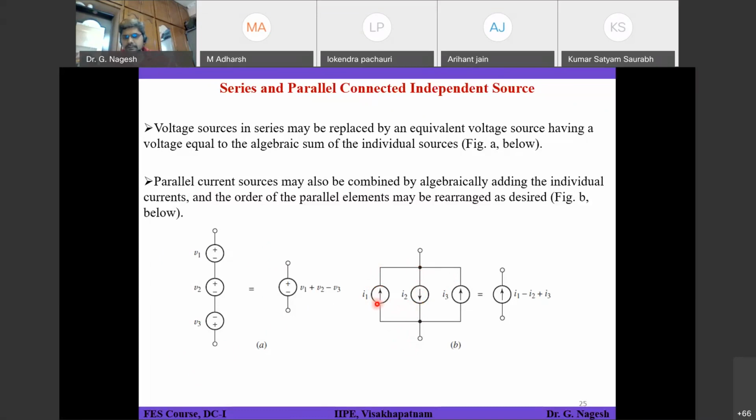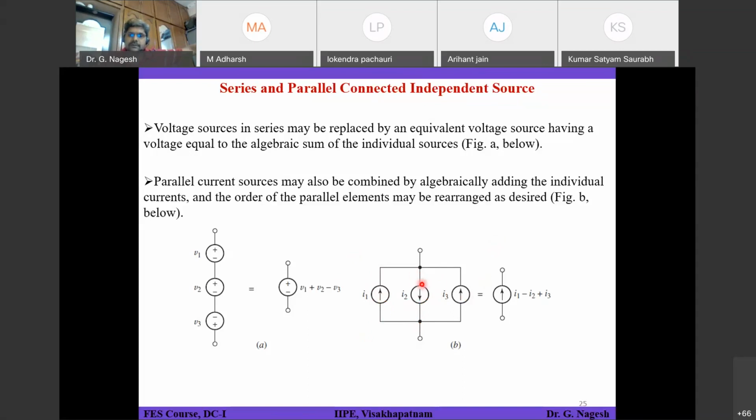Any doubt? The other terminals of these two sources are connected to the same node. Then only we will call it parallel. Then only we can call these 3 are in parallel. So what parallel says is, if you want to say elements are in parallel, the terminals of those two elements should be connected to the same node.